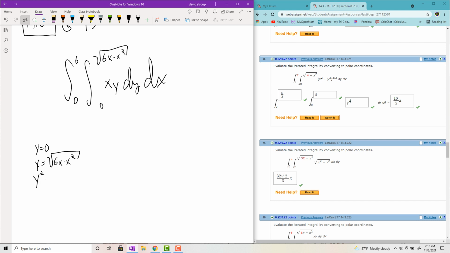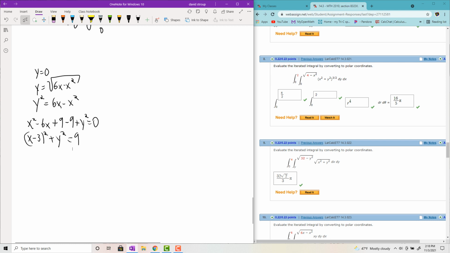So if you square both sides, you get y squared equals 6x minus x squared. Set it equal to 0, so you get x squared minus 6x. Complete the square, so plus 6 over 2 is 3. 3 squared is 9. Immediately subtract 9 plus y squared equals 0. Factor: x minus 3 squared plus y squared equals 9. So we get a shifted circle with center at 3, 0 and a radius of 3.